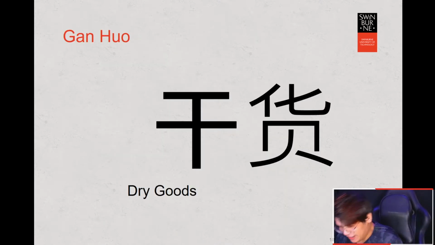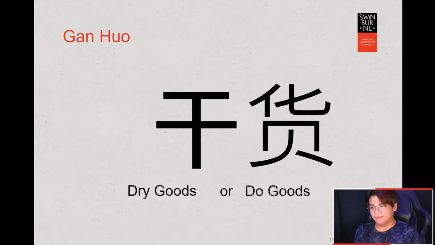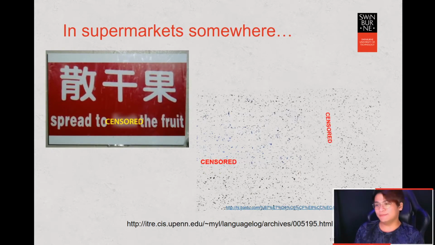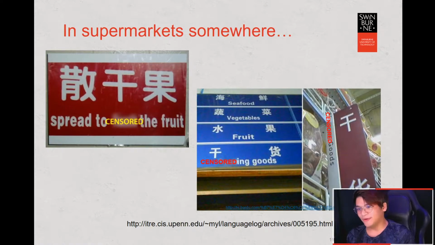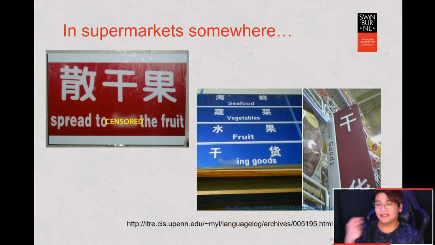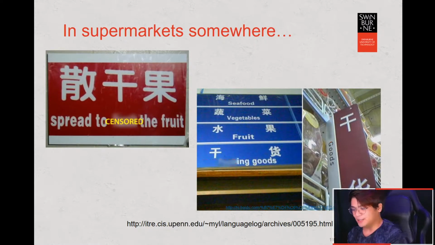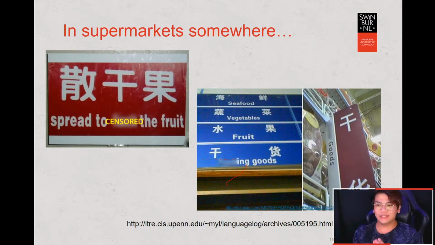All right, next we have ganho, which means either dry items or sorry, children, which resulted in the supermarket somewhere on this earth having that ganho inside a sign, and translated in English to something that you don't wanna say. Probably spread the F in the fruit. Effing good, effing goods. So that's why quality assurance is important when you do your IT stuff or other design stuff as well.